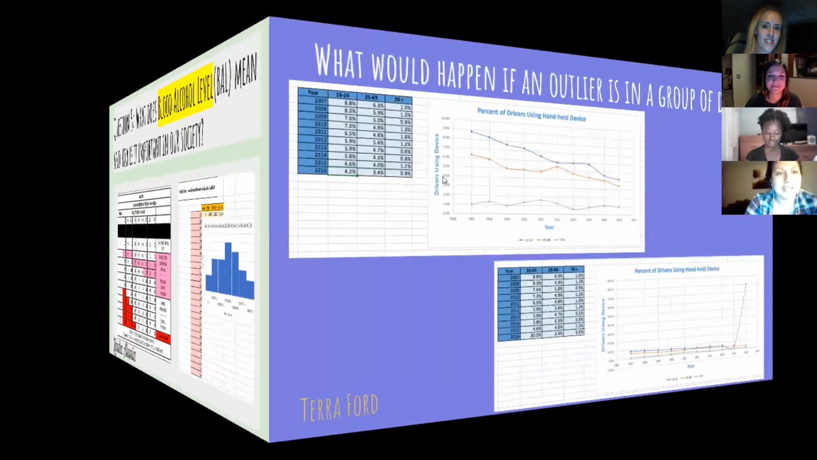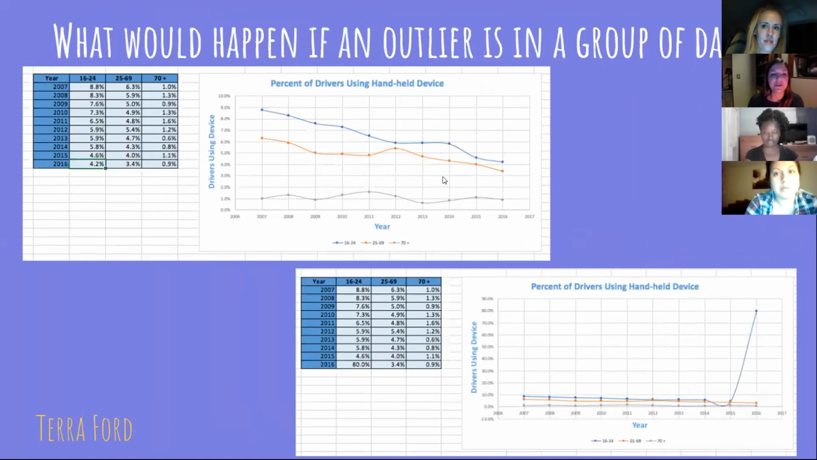Okay. And Terra, what would happen if an outlier is in a group of data? Okay. In this group of data, we have drivers by age group that use handheld devices. The data sets have a relatively normal distribution. So when we add an outlier to the group of data, the chart becomes skewed compared to the other information in the chart. An outlier deviates from the mean, and this changes the mean, the standard deviation, and the coefficient of variation. It is very difficult to chart data with an outlier.